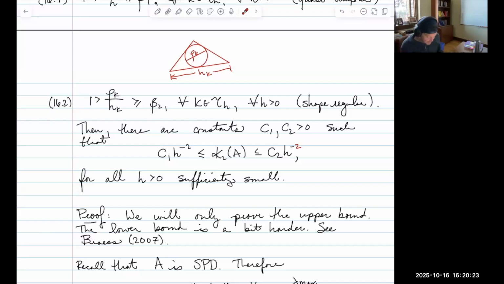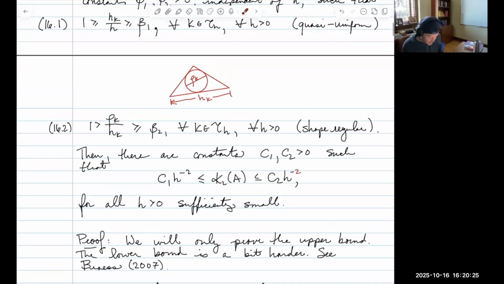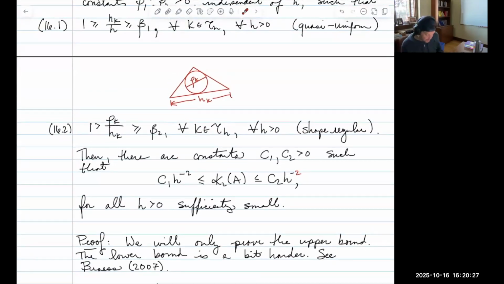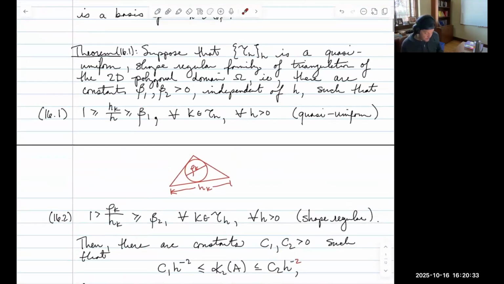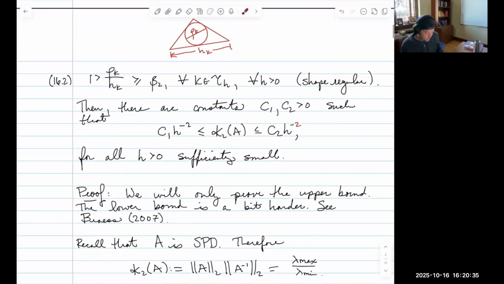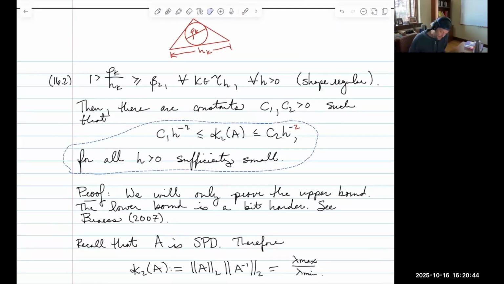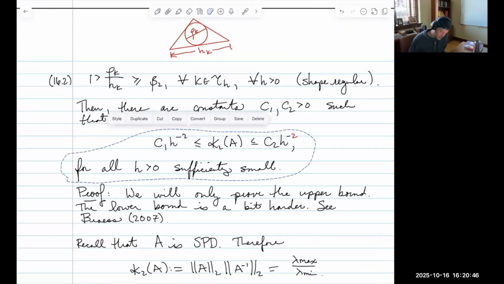Well, I should probably say that, first of all, C1 and C2, I thought I did say that, are independent of h. Yeah, I'll add it now. Just have to do a little bit of surgery here.